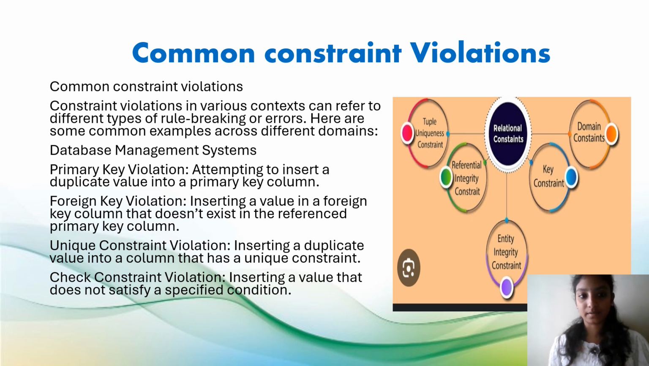Common constraint violations. Common constraint violations involve rule breaking or errors. There are some common examples across different domains, such as primary key violation: attempting to insert a duplicate value into a primary key column. Foreign key violation: inserting a value in a foreign key column that doesn't exist in the referenced primary key column. Unique constraint violation: inserting a duplicate value into a column that has a unique constraint. Check constraint violation: inserting a value that does not satisfy a specified condition.